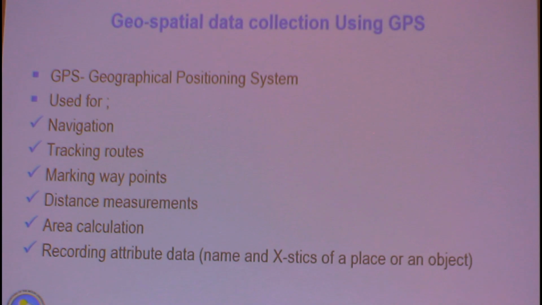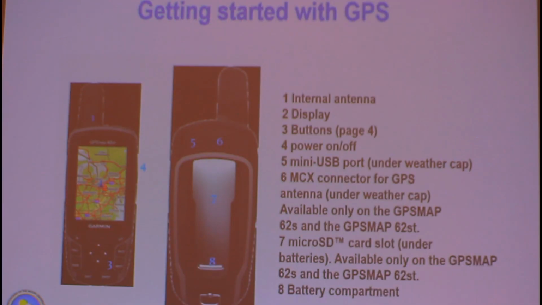So when we get started, how does a GPS look like? Here I included this picture of what we call a Garmin GPS. It's not the latest, but it's one of the latest and commonly used GPS units currently. This is the Garmin GPS, and as you can see, it has different functions and different parts on it.